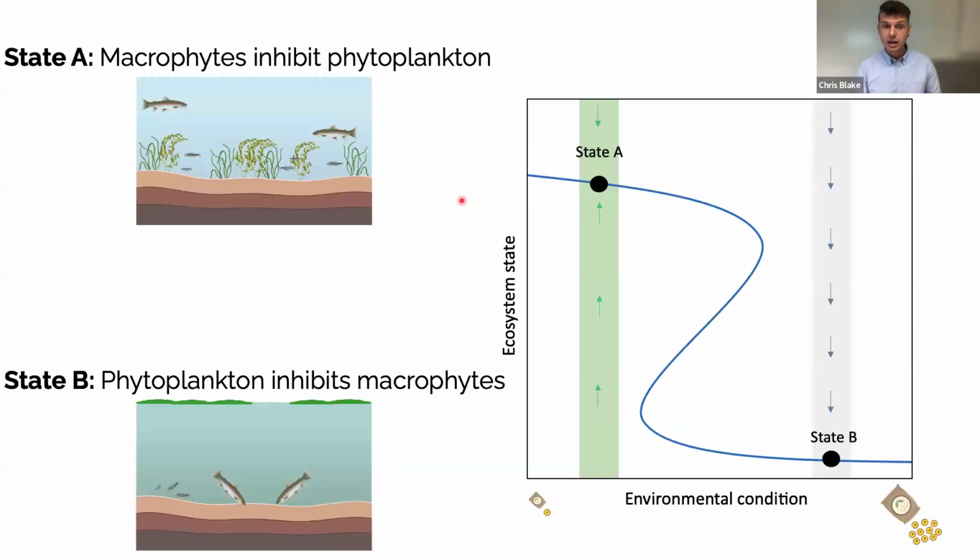So here you can see a graphical representation of a tipping point. Basically, on the x-axis, we are mapping an environmental condition, such as the influx of nutrients, and on the y-axis, we are mapping the state of our ecosystem. So in this very simplified example, our lake can take on two different stable states. First, state A, which would, from our point of view, be the desired state, is a very pristine lake. It's very clear. It's dominated by macrophytes that inhibit phytoplankton. On the other side, state B is a very turbid lake where phytoplankton dominate and inhibit macrophytes.